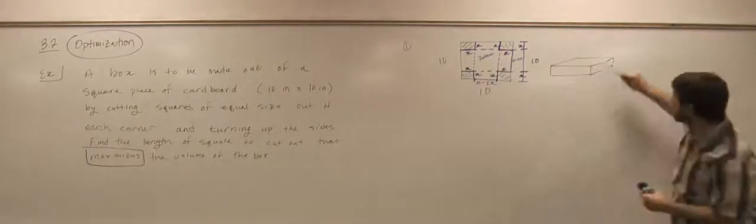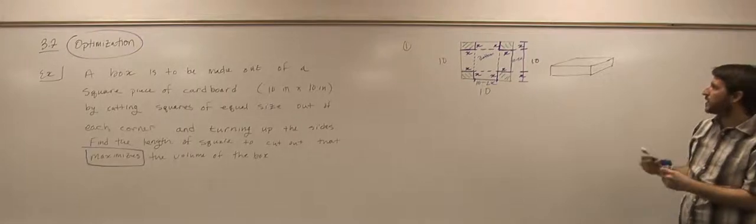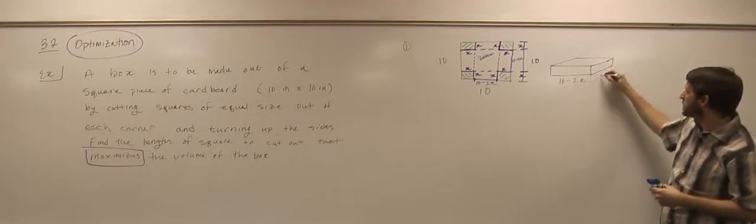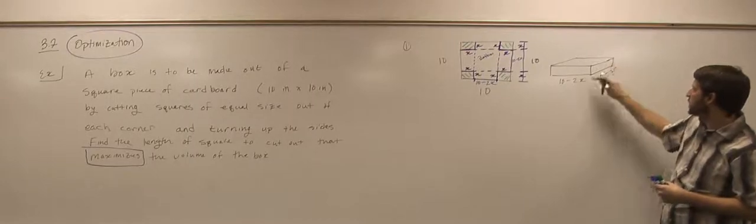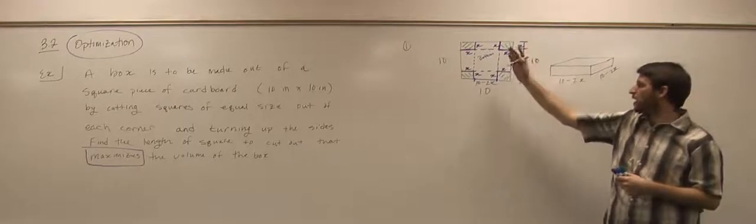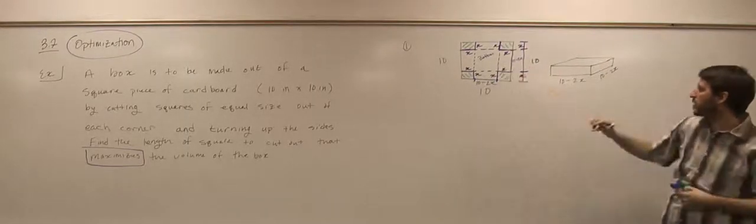So in the picture of my box, I can now label the length and the width and the height. This length is 10 minus 2x. This length is 10 minus 2x. And what's the height of the box? x, right? Because when you fold it up, the x becomes the height.